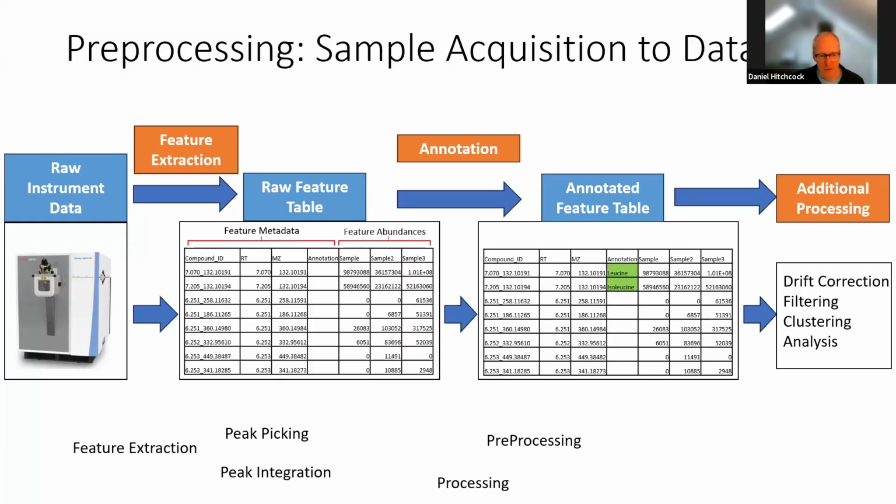There's also a lot of language that goes around this. So this is the feature extraction. People can also call it peak picking, peak integration, processing, pre-processing. Just a lot of synonyms, and I might use them interchangeably during the talk.